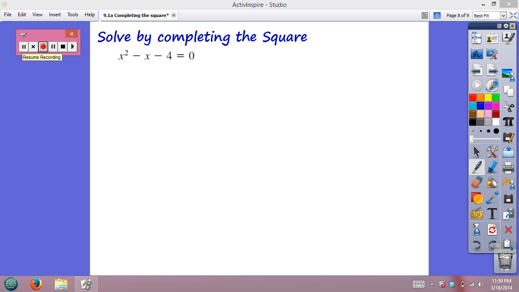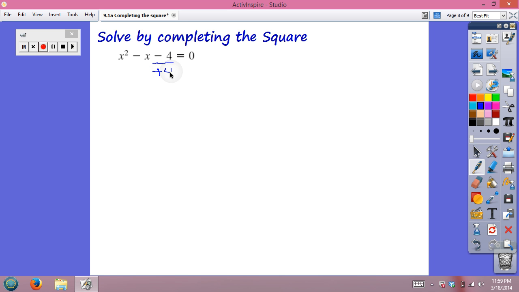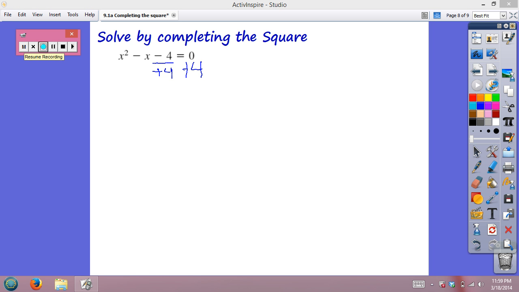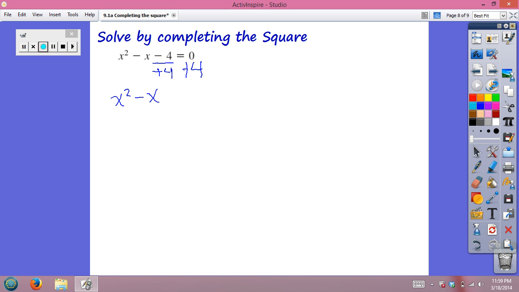So our last example, we'll do it again here. Make sure your c value gets to one side all by itself. So we're going to add 4 to both sides. So we're going to get x squared minus x equals 4. Make sure our leading coefficient is 1, which we see that it is.